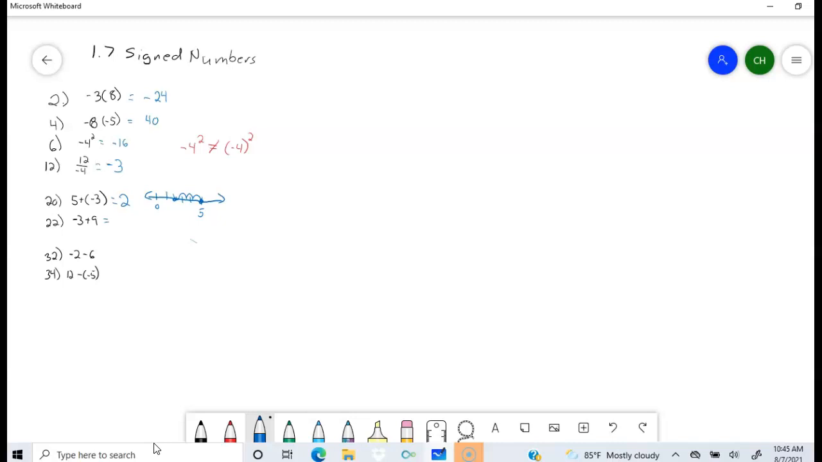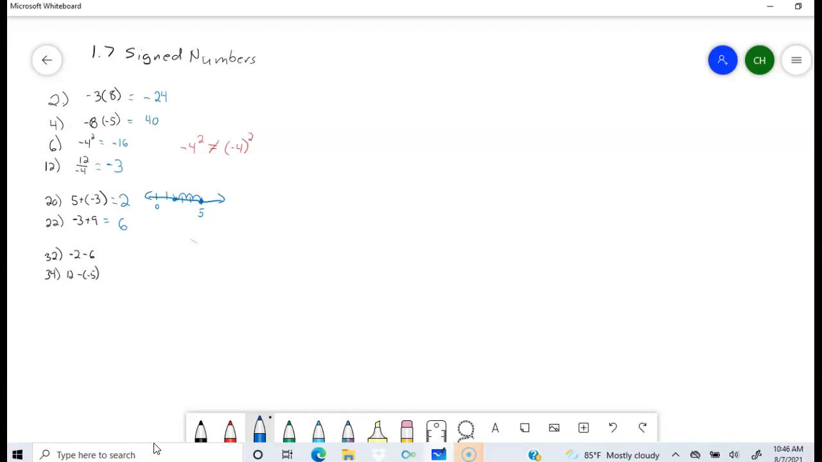Okay. Negative 3 plus 9, same thing. If I started over 1, 2, 3 spots and I added 9 to it, I'd go over 1, 2, 3, 4, 5, 6, 7, 8, 9. That would put me at positive 6.